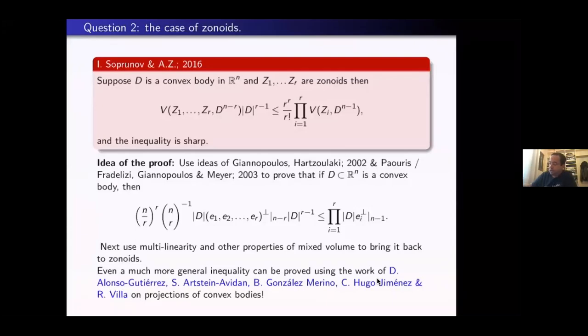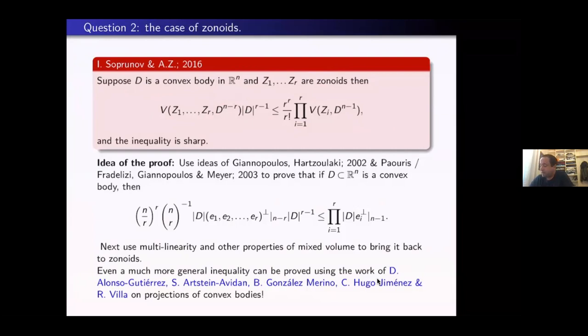Very interesting inequalities for projections were created by our friends who are here, by David, Bernardo, Hugo, and Rafa. It's a very nice inequality for projections, which you can generalize even more and create even more interesting inequalities for mixed volumes and zonoids here. And D can be any convex body. So it's a very lively subject, and you can do many things.